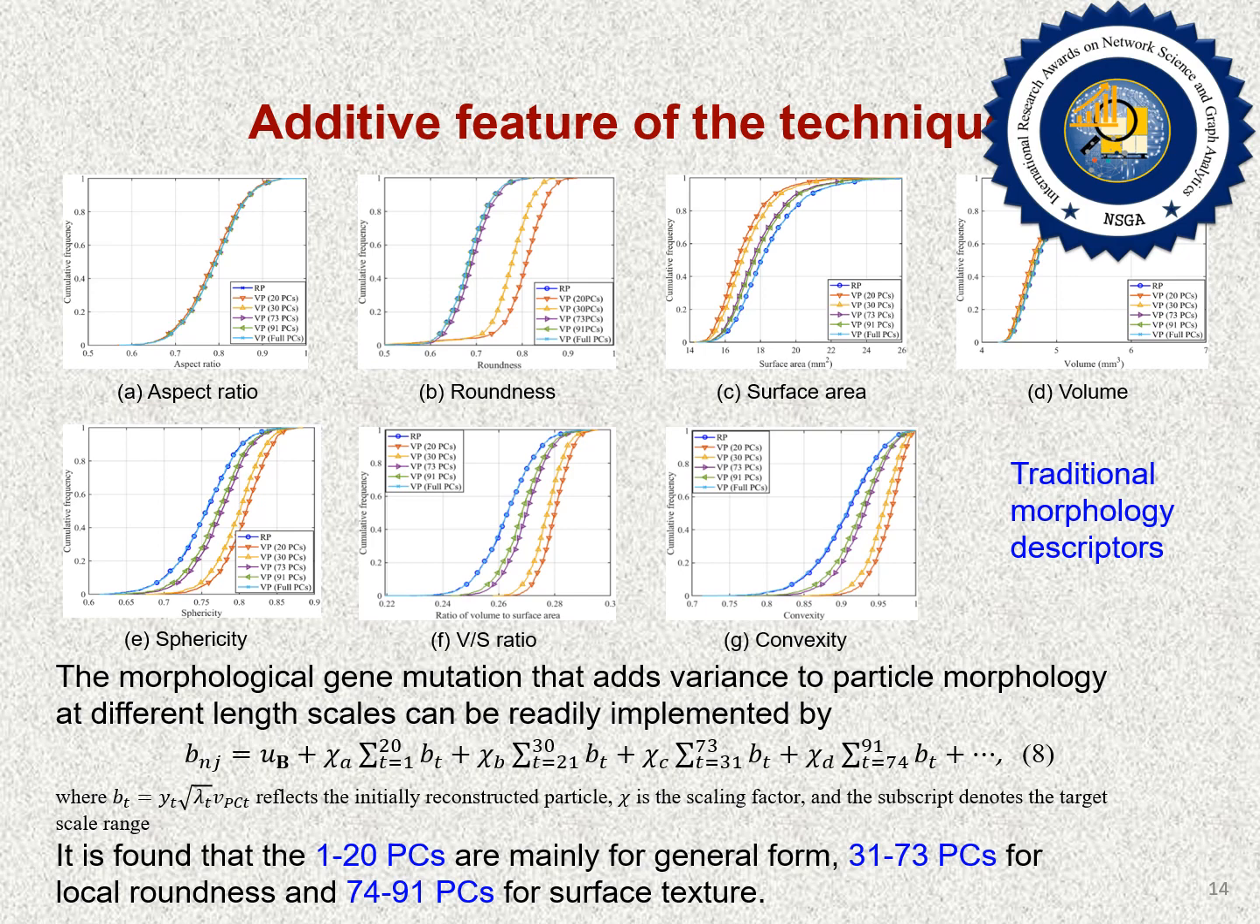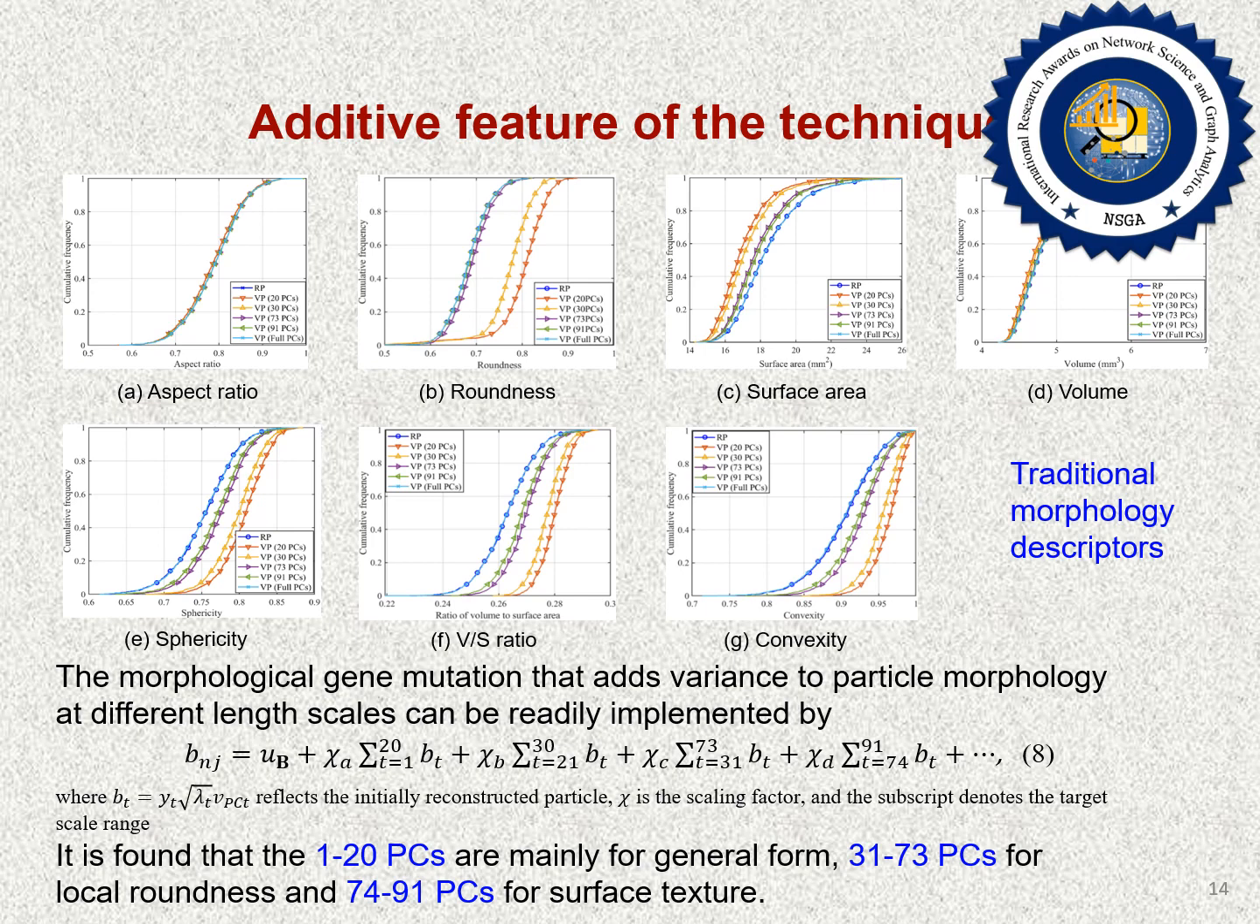For instance, aspect ratio is for general form, roundness for local roundness, and the last 3 are the overall shape parameters that can be independently influenced by different length scales. We can see that the additive feature of the reconstruction technique and the 1 to 20 pieces are made for general form, 31 to 73 pieces for local roundness, and 74 to 91 pieces are for surface texture.